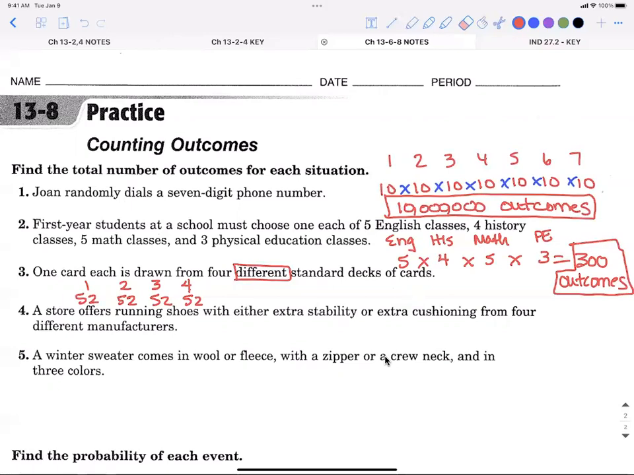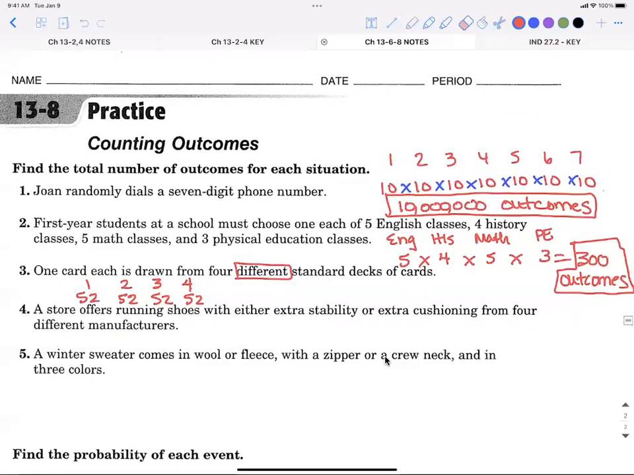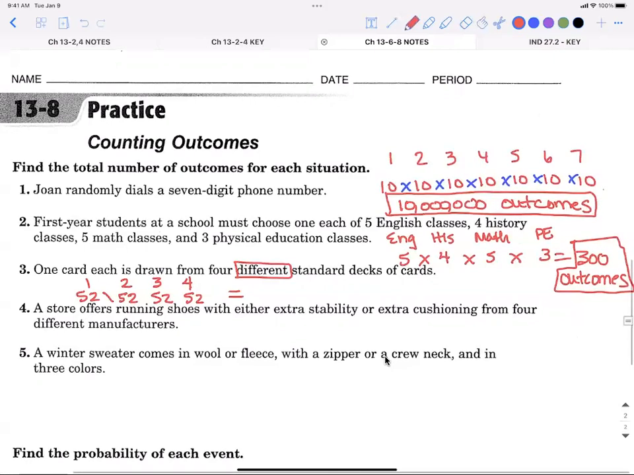All right. So what is 52 times itself 4 times? It's not 52 times 4. It's 52 times 52 times 52 times 52, which is 7,311,616. And then you're going to write outcomes. Good.